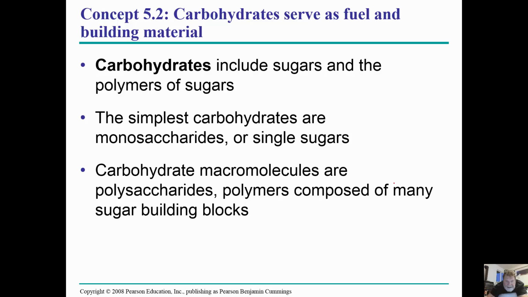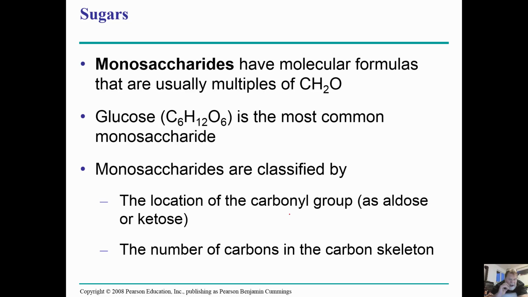Again, each cell has thousands of different types of polymers, and those polymers are made up of relatively simple molecules. Again, the carbohydrates are the first polymer that we're going to look at, and basically they are made up of monosaccharides, or simple sugars, or single sugars. Mono meaning one, saccharides meaning sugars. The carbohydrates are macromolecules, are polysaccharides. They're polymers composed of many sugar blocks.